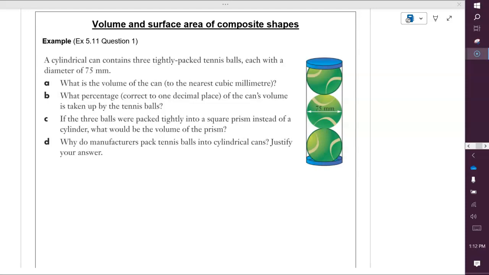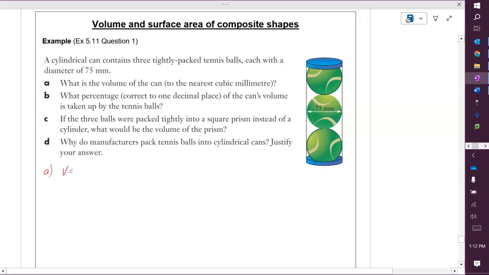So volume and surface area of composite shapes. A composite shape means two shapes put together, or a shape within a shape, that we can then look at. So we have a cylindrical can that contains 3 tightly packed tennis balls, each with a diameter of 75 millimeters. We need to find the volume of the can to the nearest cubic millimeter.